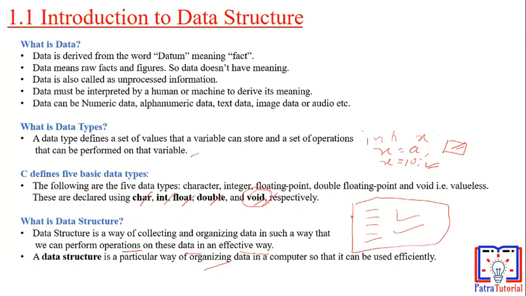I think you have got some idea what is data, what is information, what is data types, and what is data structure. So data structure is basically a group of data elements that are put together under one name, and which defines a particular way of storing and organizing data in a computer so that it can be used efficiently, or it can be accessed efficiently or quickly. Okay. So we'll continue in the next video.